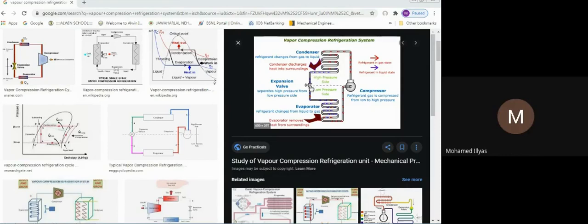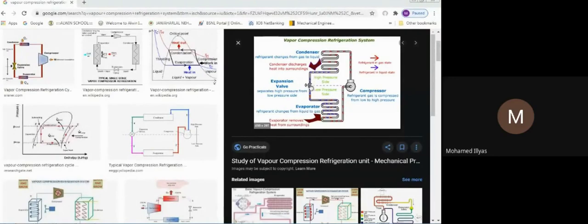It undergoes a huge pressure drop. It is coming out as a low pressure refrigerant. In that way only we are getting a cooling effect here. Now you see here, the high pressure liquid refrigerant is passing through a very small passage. Here the diameter is large, and here the diameter is small.